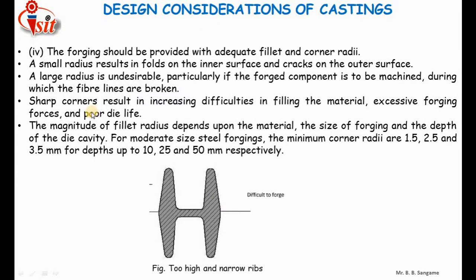Sharp corners increase the difficulty in filling the material. If sharp corners are provided in the die and punch, material filling will not be possible. It will be difficult to fill the complete cavity, so excessive forging forces and poor die life will result. The magnitude of fillet radius depends upon the material, the size of forging and the depth of die cavity. For a moderate size steel forging, the minimum corner radii are 1.5, 2.5 and 3.5 mm for depths up to 10, 25 and 50 mm respectively.